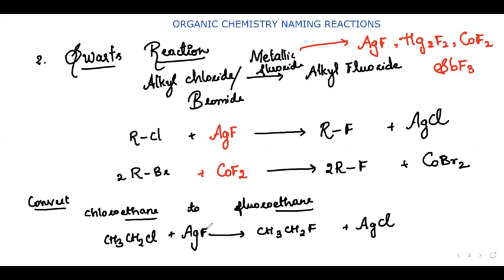Okay. So if any halogen is converted into some other halogen like fluoro or iodo, definitely these two react. That's why it's called a halogen exchange reaction. One halogen replacing another halogen.